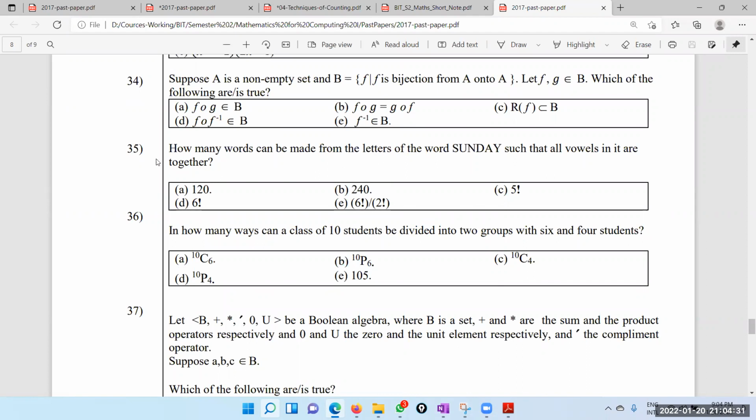Right, do the 35. 35 only, yeah. 36 you can't do.